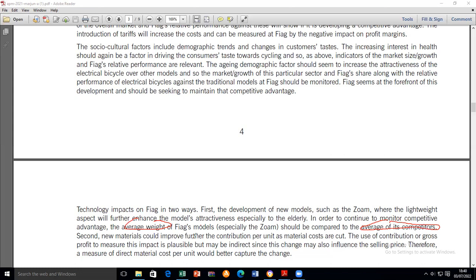Second, new materials could further improve the contribution per unit as the material costs are cut. The use of contribution or gross profit to measure this impact is questionable because it may be indirect, since this change may also influence the selling price. Therefore, a measure of direct material cost per unit would capture the change.